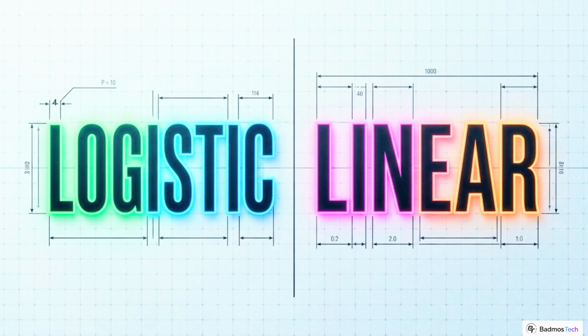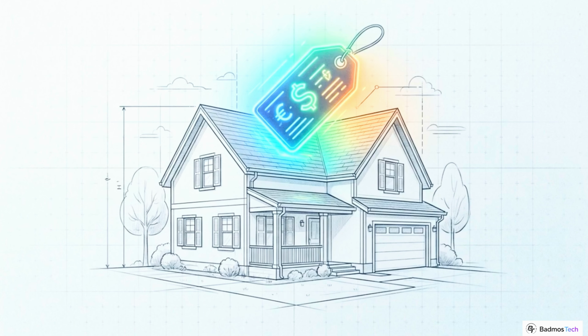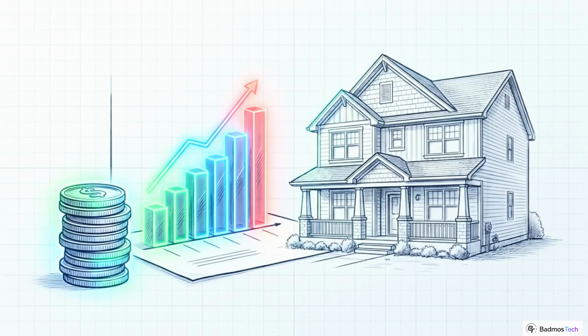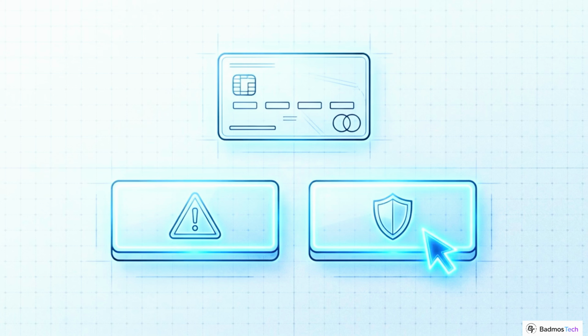To really lock in how this works, let's contrast it with another popular method: linear regression. Linear regression asks the question, how much? It predicts exact numbers, like what a house might cost next year or a starting salary. Logistic regression asks which category. It predicts choices, like whether a specific bank transaction is fraud or perfectly safe.